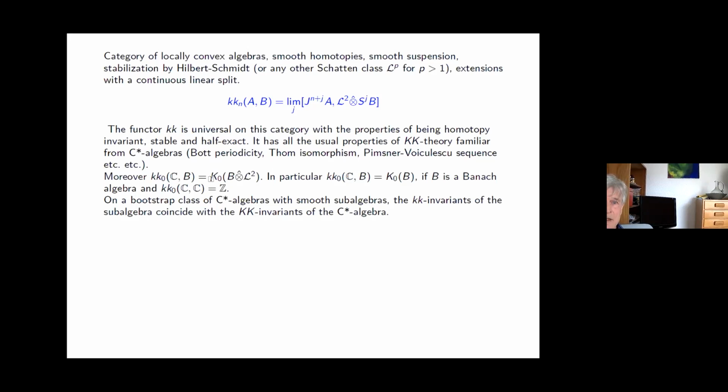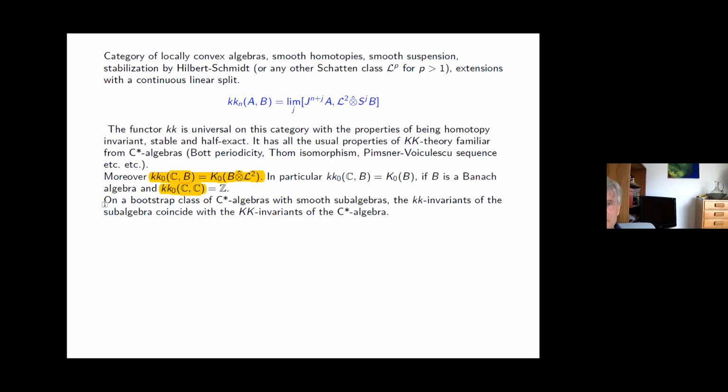The key, very important point is that KK0 of (C, B) is kind of computable. Namely, it's just K0 of a stabilized algebra. In particular, if B is a nice algebra, like a Fréchet algebra or a Banach algebra, then we just get the ordinary K0. And in particular, KK0 of (C, C) is just the integers. I mean, that was for a long time in fact a problem, to develop the theory in such a way that the coefficients KK0 of (C, C) is not too big. And this was achieved here by tensoring on the right-hand side by the Hilbert-Schmidt operators. And that was done in a joint paper with Andreas Thom.